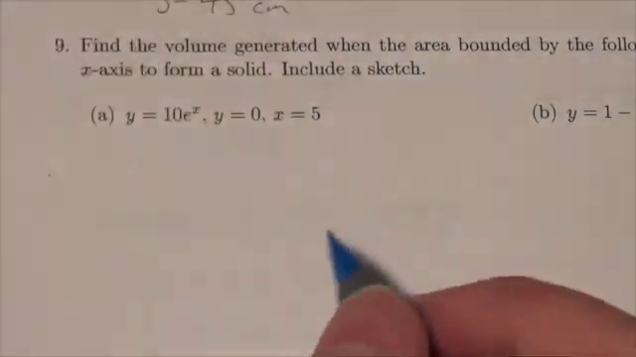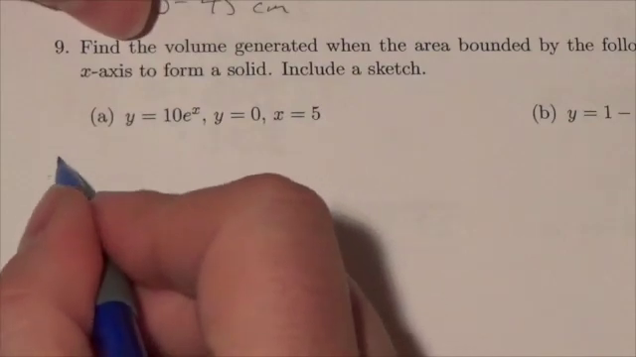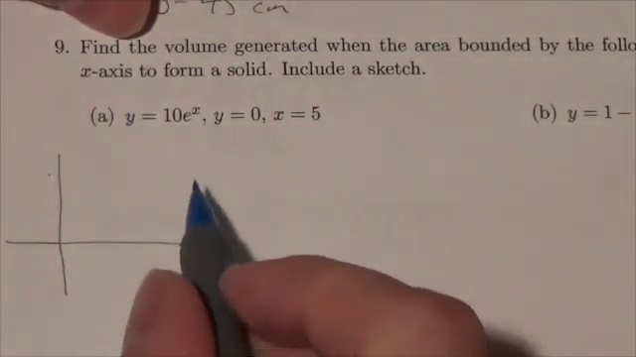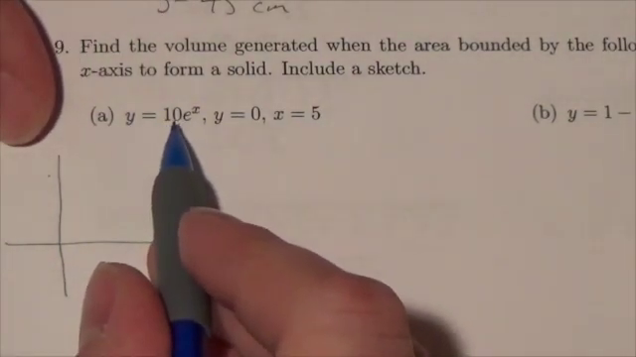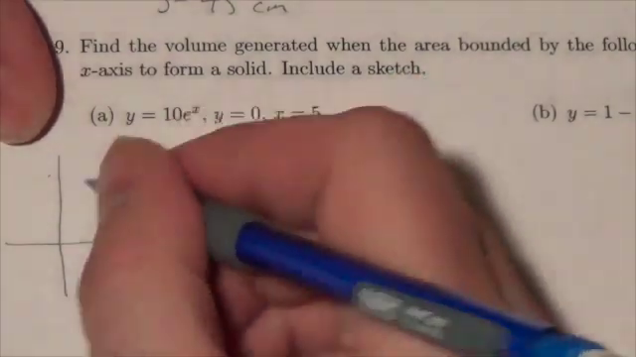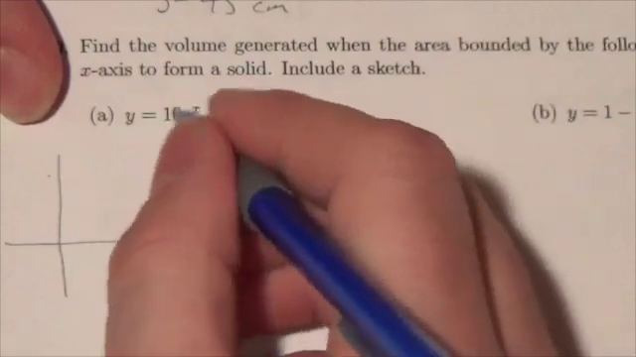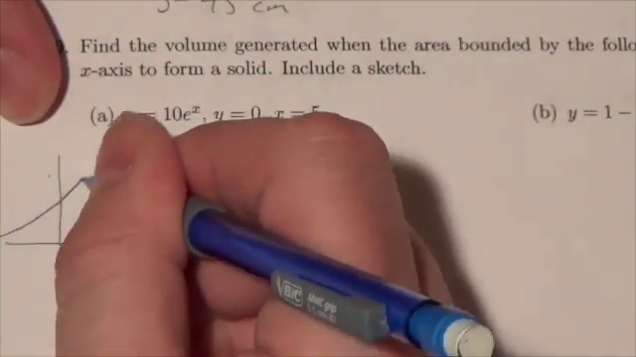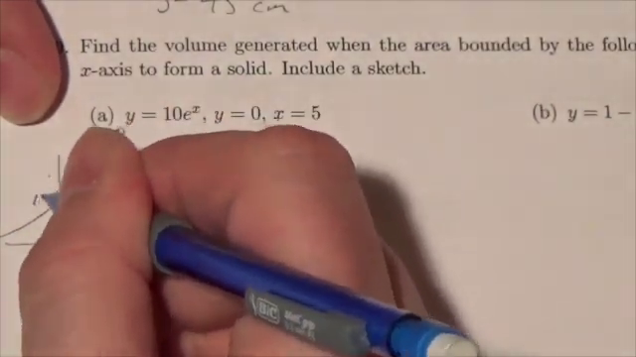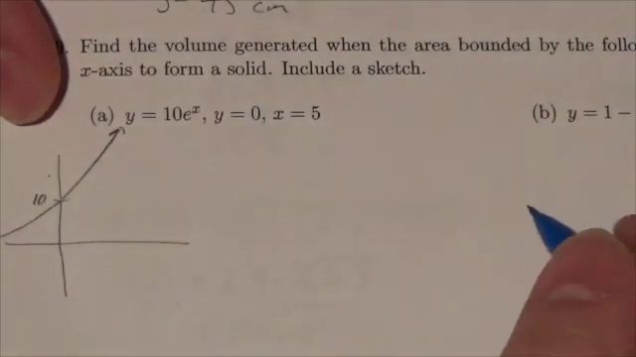Now, what this is going to look like here, okay, this is an exponential function that's had a vertical stretch by a factor of 10. This thing's getting large very, very quickly. So the exponential function that's stretched by a factor of 10 is going to shoot up like this, where it's going to cross the y-axis at 10.